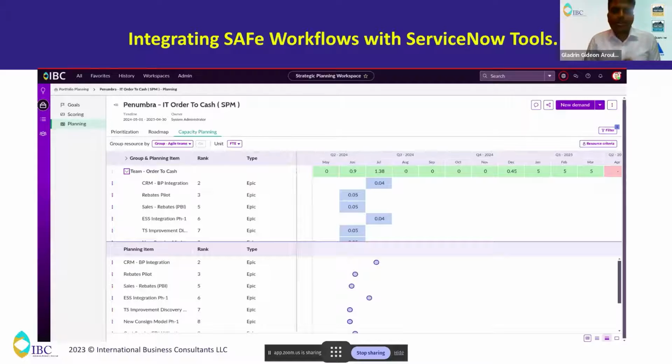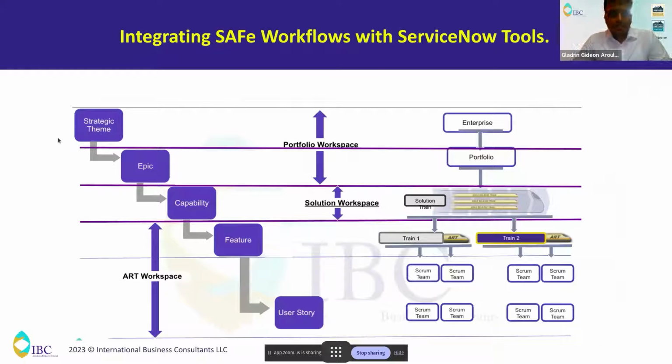So obviously the roadmap will pop up all by itself, and then we can also plan the capacities accordingly. This feature is also there in ServiceNow. So this is how the ServiceNow flow goes. As I already told you, first you have to establish the strategic theme, followed by an epic, and capabilities, features, and user stories.